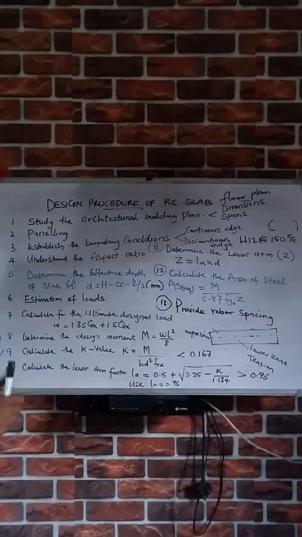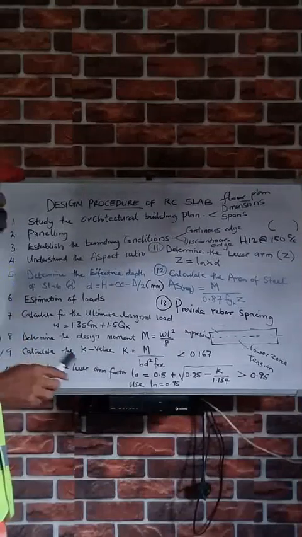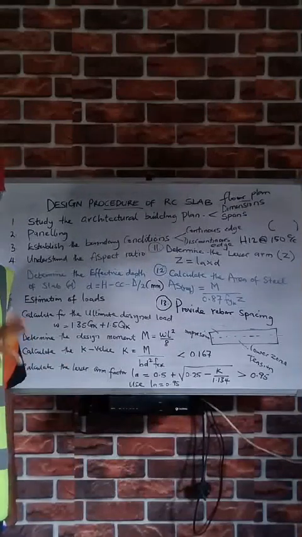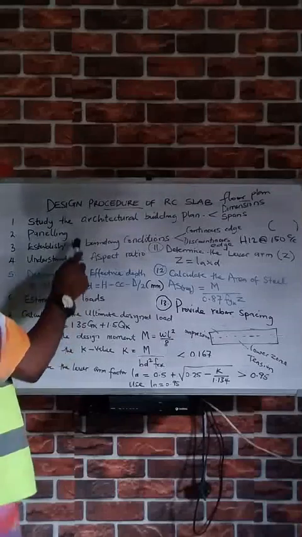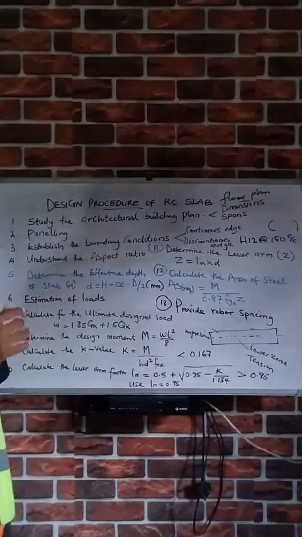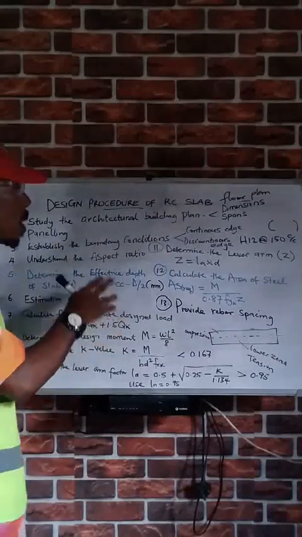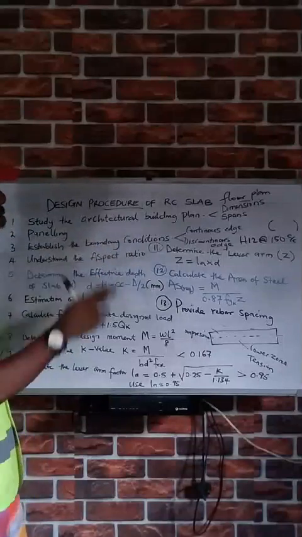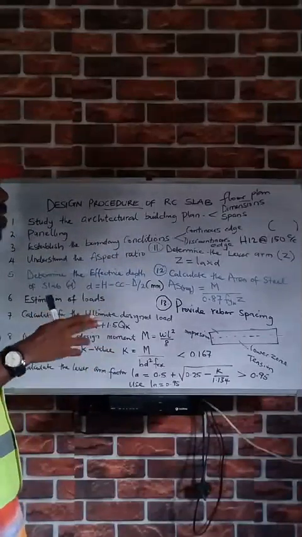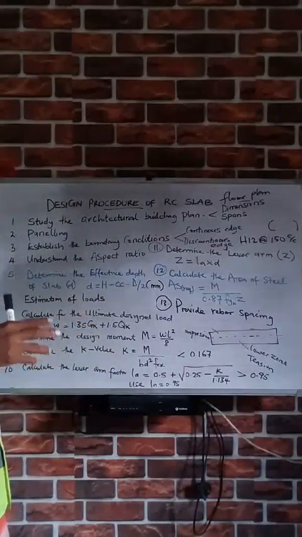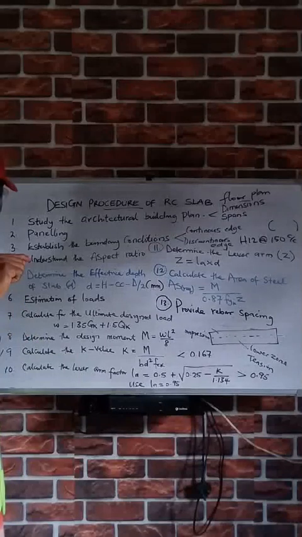Now understand that before you start off this, you can do a grid sketch of the floor plan. After you have studied the architectural plan, you can do a grid sketch of the floor plan. All right, now that grid sketch will provide the spans. Now understand that when you're doing that grid sketch, the dimension will change.